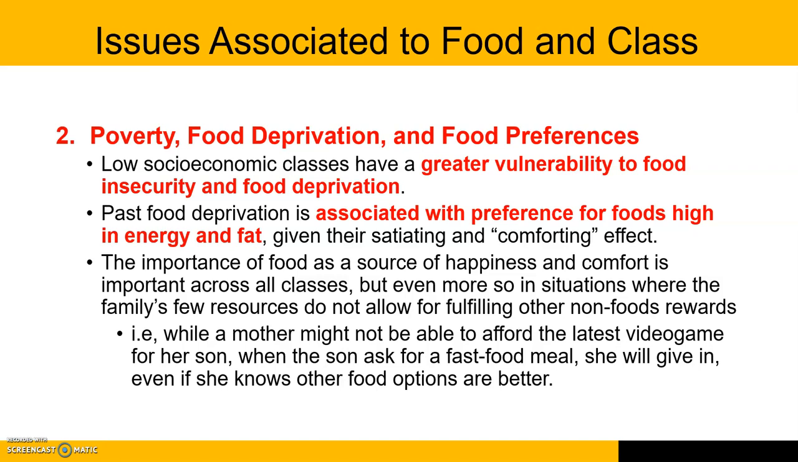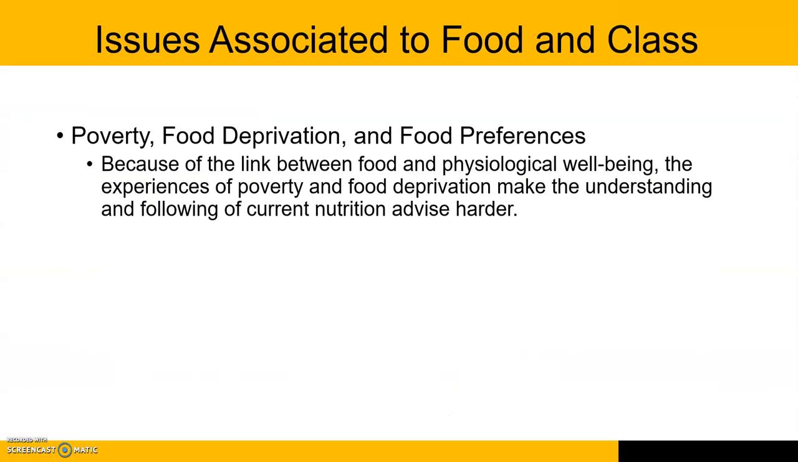For example, macam mak might not be able to afford the latest video game for her son. When the son asks for a fast food meal, she will give in, even though she knows other food options are better. And because of poverty, the link between food and physiological well-being, the experience of poverty and food deprivation make understanding and following current nutrition advice very hard. Sebab kita tahu bahawa the limited socio-economic status and the poverty itself menyebabkan kadang-kadang kita ni sebagai nutritionist, it is very difficult for us to recommend them to eat better food or healthy food, because we know that better and healthy food is equal to expensive food.